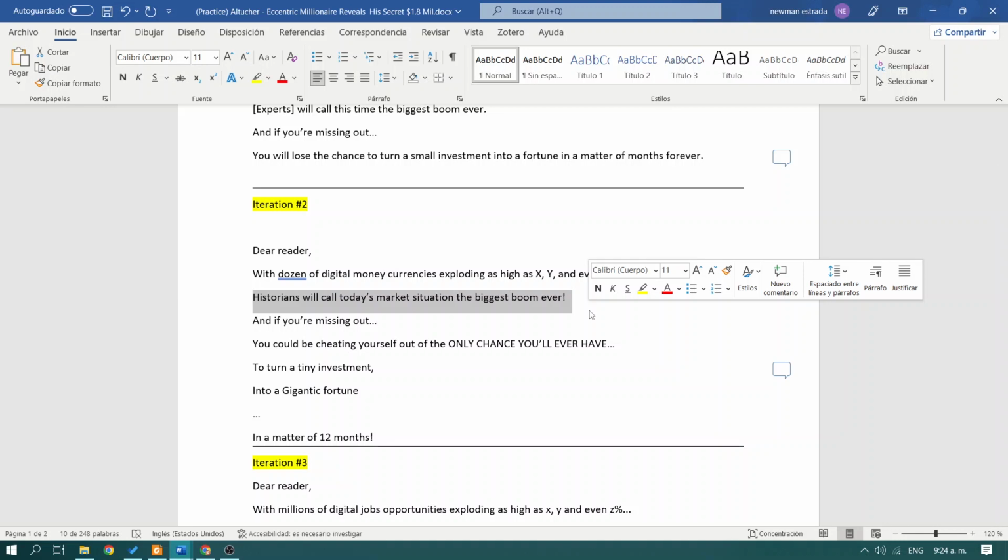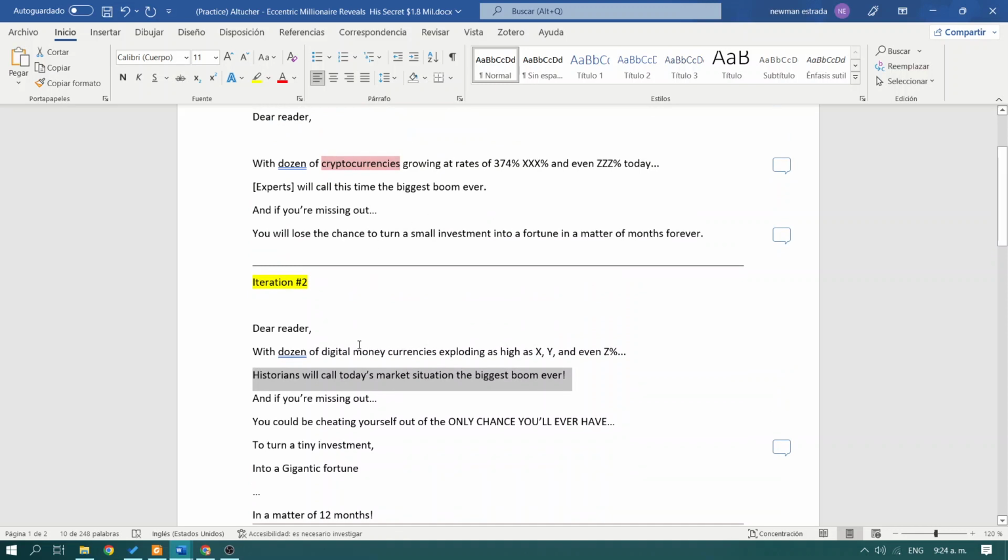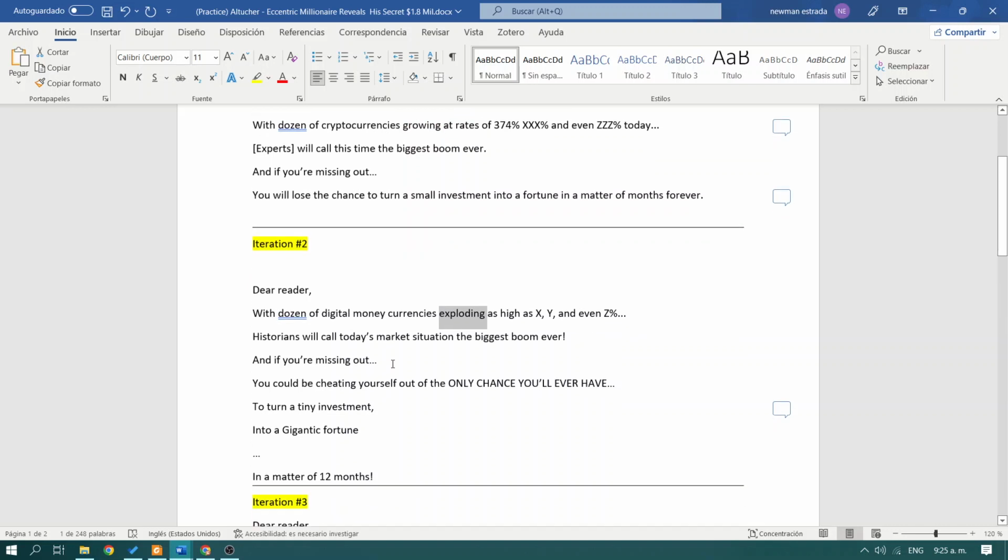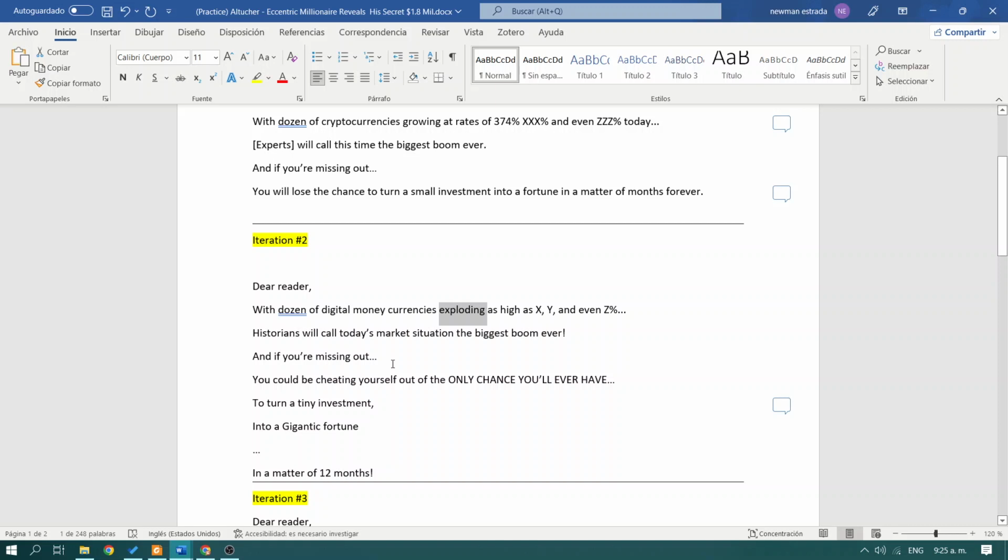Right? You can see I'm improving. I'm correcting the mistakes I made on my first iteration. I'm not using just cryptocurrencies. I'm trying to add some variation to the concepts that are already overused. And I wrote exploding instead of growing. So that's an improvement, right? I'm learning to write by writing. So I have learned that exploding is a better word to imply growth, at least in this context.